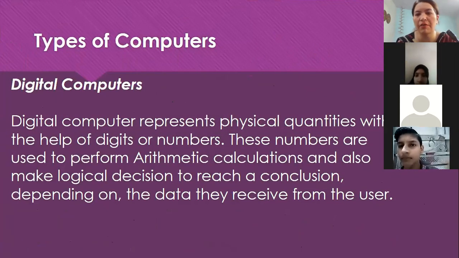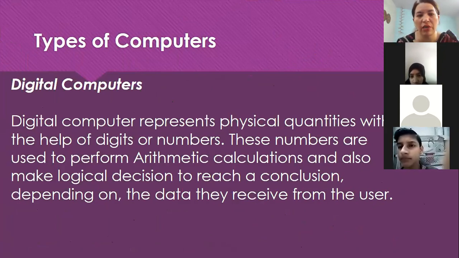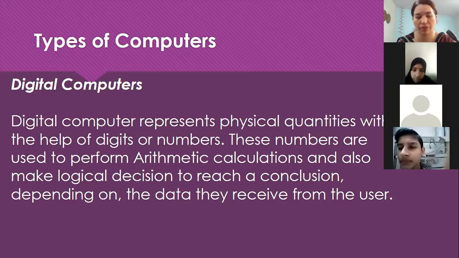Digital computers represent physical quantities. Previously, that was not physical, that was the continuous data, the physical quantities which exist. A digital computer represents physical quantities with the help of digits or numbers. These numbers are used to perform arithmetic calculations and also make logical decisions to reach a conclusion, depending on the data they receive from the user.